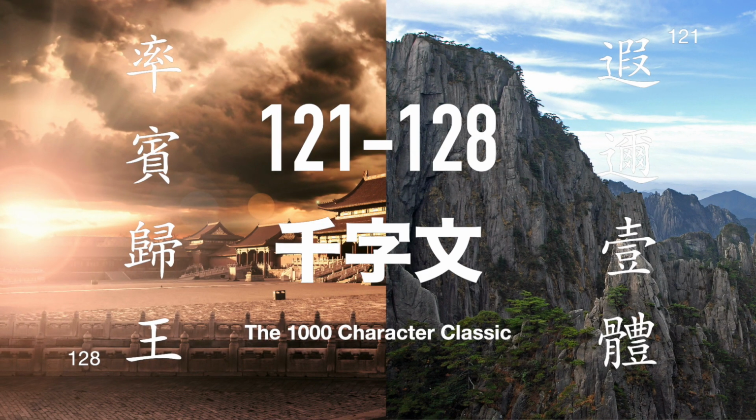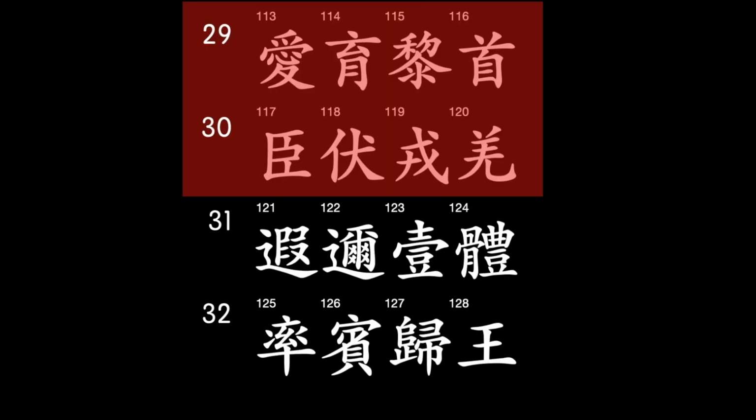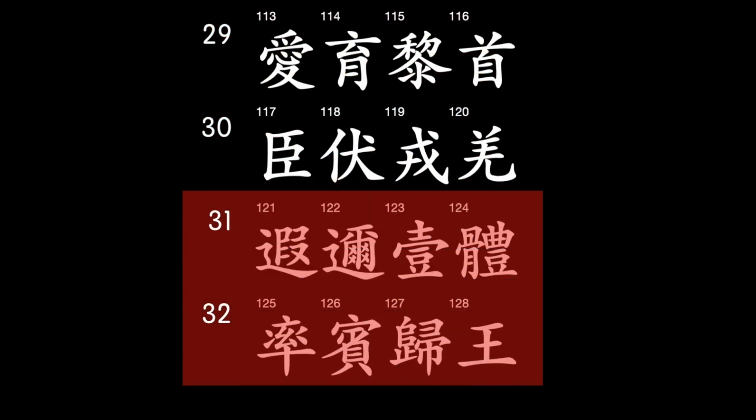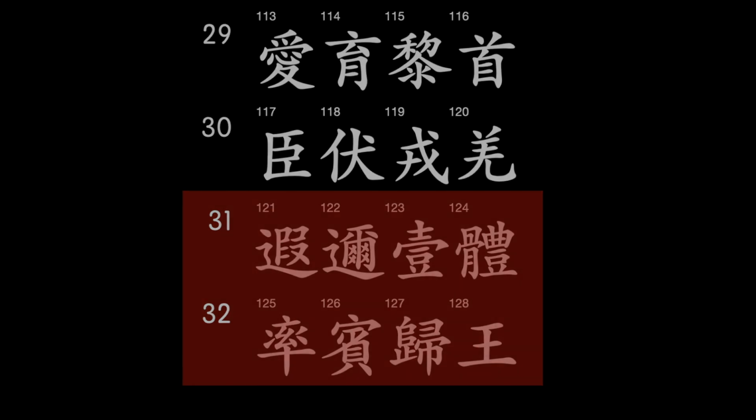In this lesson, we will look at characters 121 to 128 of the 1000 Character Classic, the 1500-year-old Chinese classic in which no characters are repeated. In the last lesson, we looked at lines 29 through 30, which detailed the submission of some borderland tribes. Lines 31 and 32 are part of the same sequence and assert that distant and near lands are united under the emperor.